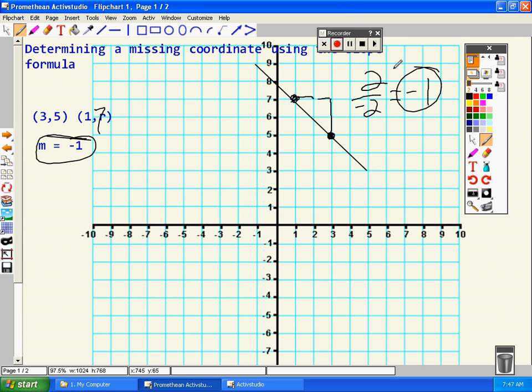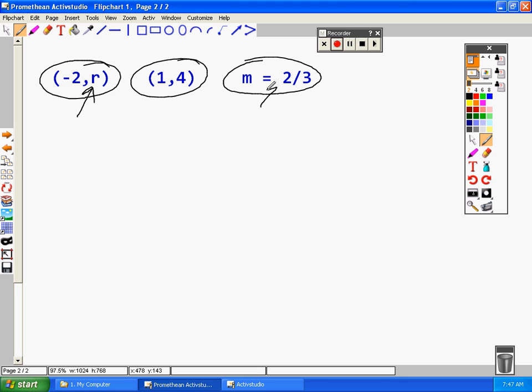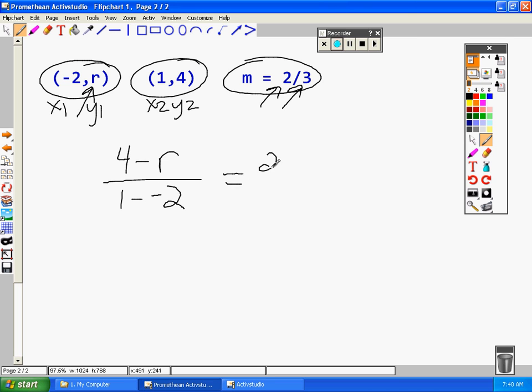Okay, let's do one that's a little bit more difficult. So in this problem, we have -2 comma r. R is what's missing here, and 1 comma 4. And we are saying that the line that goes through these 2 points is going to have a slope of 2/3. Rise 2, run 3. All right, so let's set up our equation. We need y2 minus y1. y2, y1. 4 minus r over x2 minus x1. 1 minus -2 equals 2 over 3.